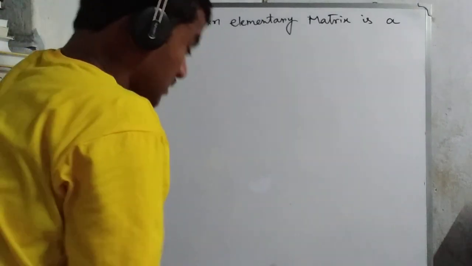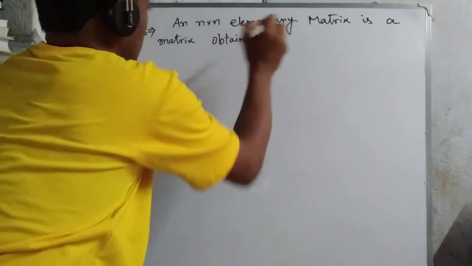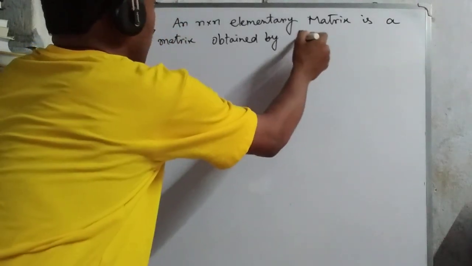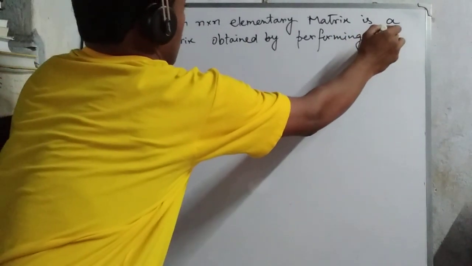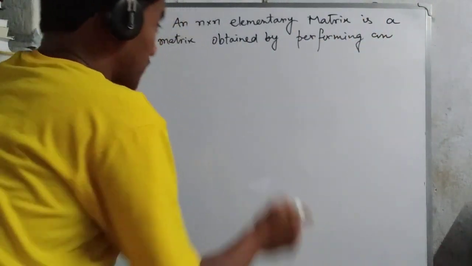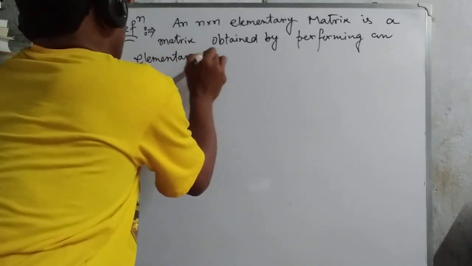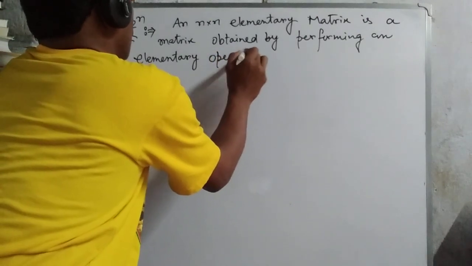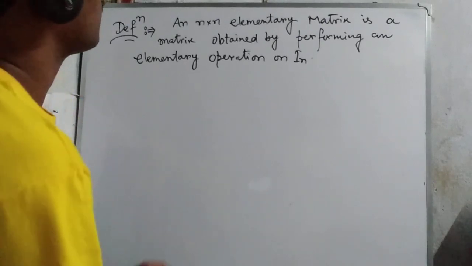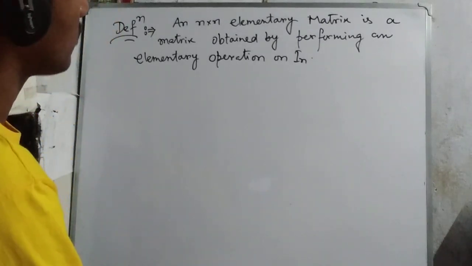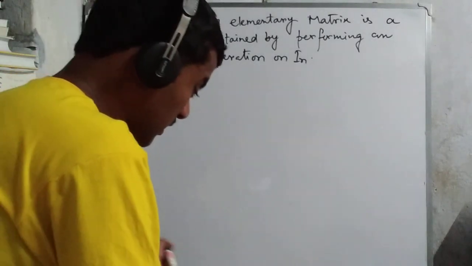An n cross n elementary matrix is a matrix obtained by performing an elementary operation on In.